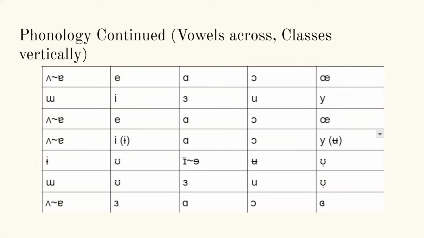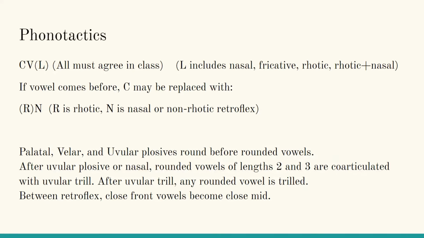Speaking of, each class has 5 vowels available, but the individual vowels differ. There are a few extra rules, such as the rounding of palatal, velar, and uvular plosives before rounded vowels. Vowel types 4 and 5 are always rounded. After a uvular plosive or nasal, rounded vowels of lengths 2 and 3 are co-articulated with a uvular trill. After the uvular trill itself, any rounded vowel is trilled.